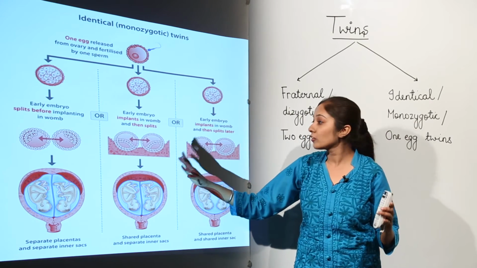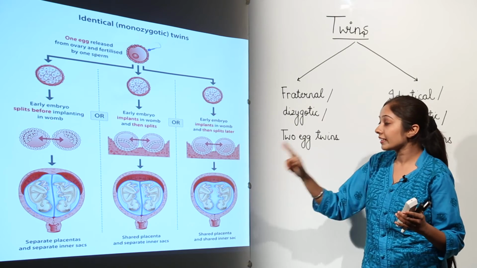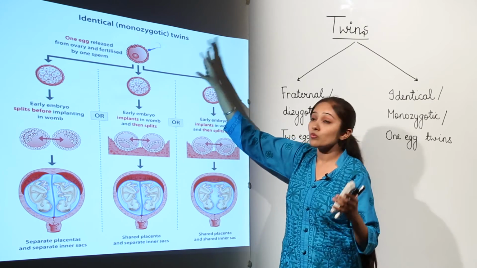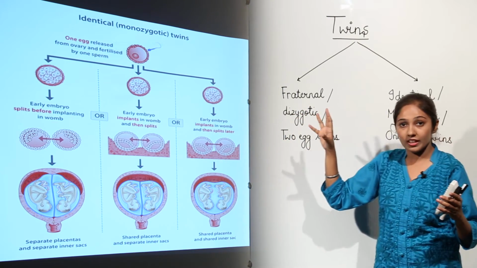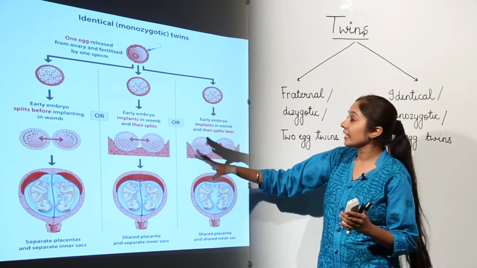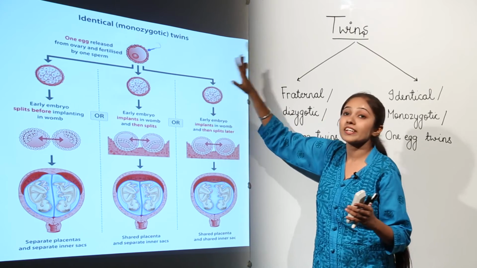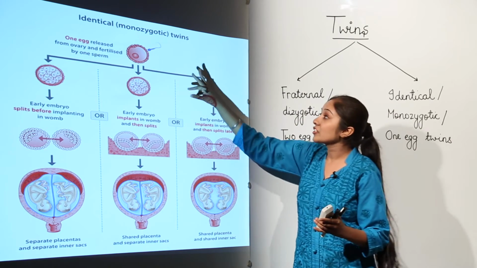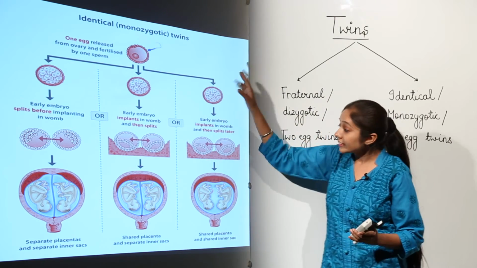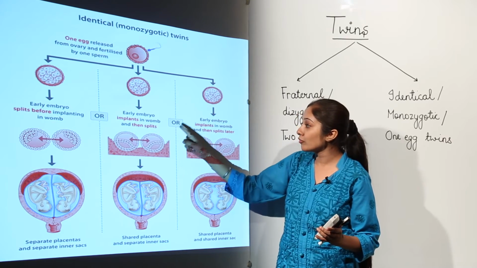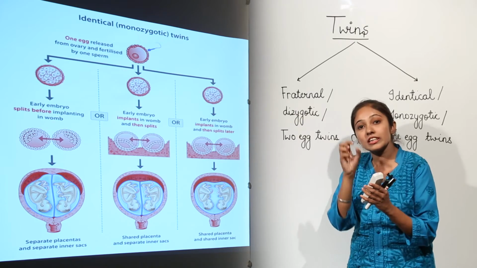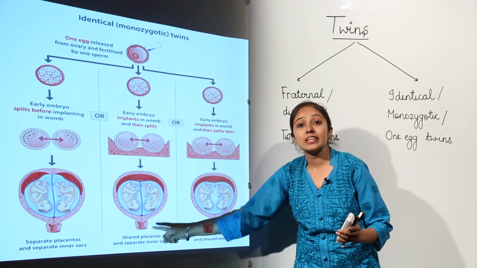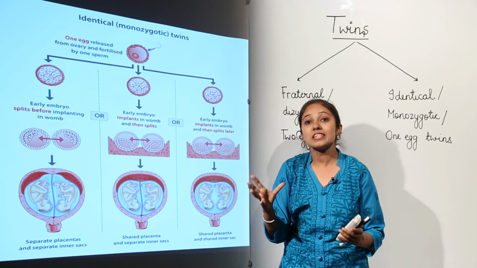So what is going to happen? Since they are from one egg and the same sperm, we have monozygotic twins. The genetic makeup is the same. So they will be identical, monozygotic twins, because they are from the same single zygote, and the genetic makeup is going to be the same. The second case: the early embryo implants in the womb and then splits. After implantation, there is splitting. In this case also, there will be separate placentas and separate inner sacs, as you can see.